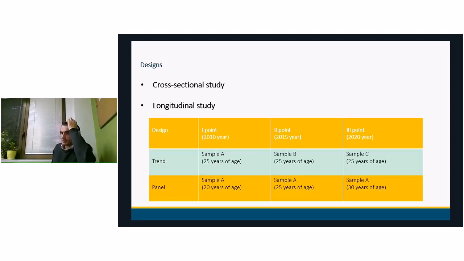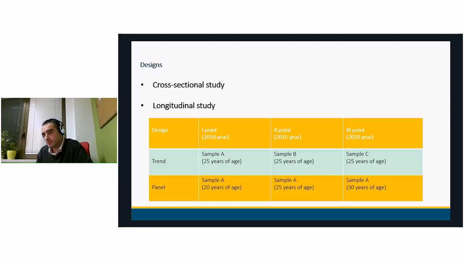Now we will continue with designs. In general, there are two types of research designs: cross-sectional study and longitudinal study. Cross-sectional study is a one-time research. You do it once for a specific topic, specific purpose. You use it, and that's it. You're finished with this study. On the other hand, we have the longitudinal study, which stretches over several years, decades, or sometimes ages. It depends on the time and money that you have.